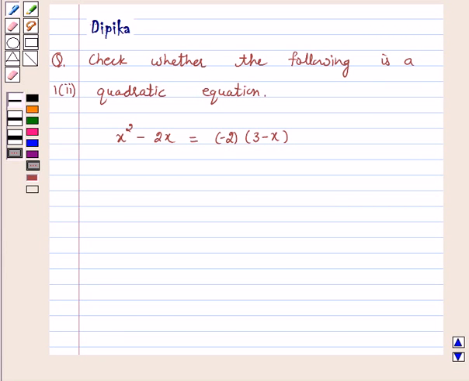I am Deepika here. Let's discuss a question from the chapter quadratic equation. Question says, check whether the following is a quadratic equation. X square minus 2x is equal to minus 2 into 3 minus x.